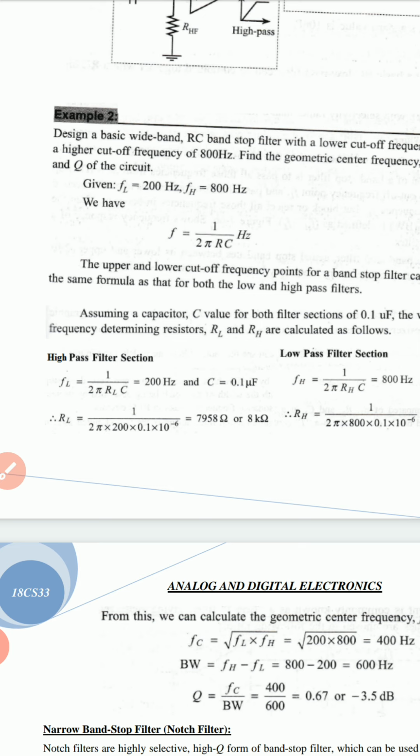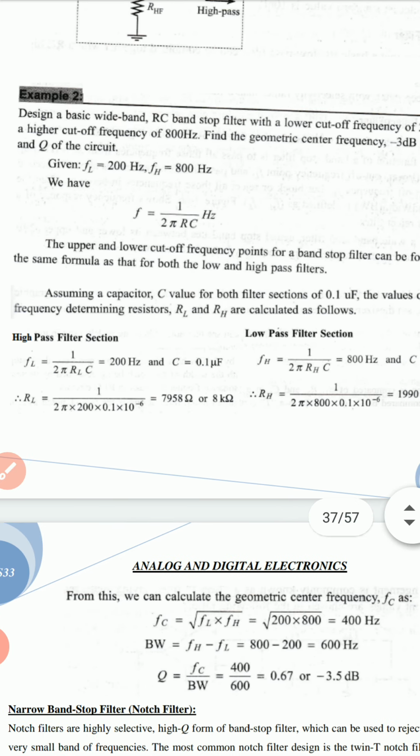We don't know the value of R, and we don't know the value of C, so one of the values we need to choose. A standard resistance or capacitance value we have to choose. According to that, a capacitor value of 0.1 microfarad has been chosen here.